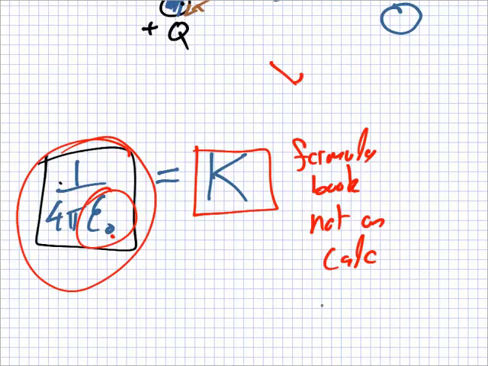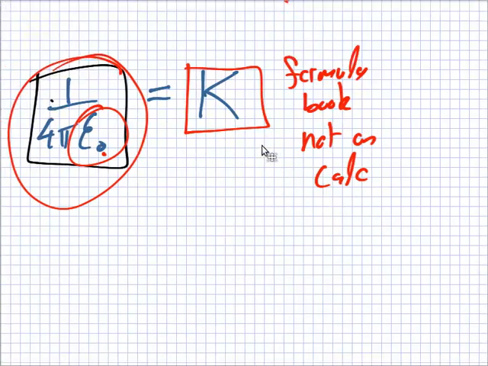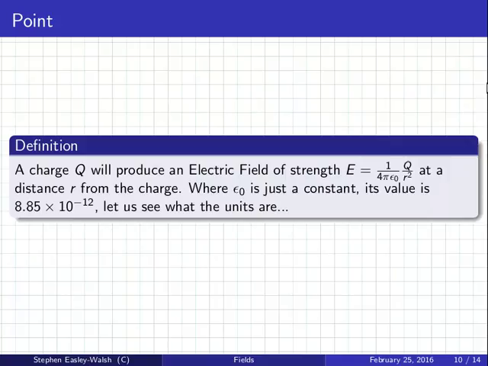This is epsilon 0. So if you can write the formula down: E equals 1 over 4 pi epsilon 0, times the Q over R squared.